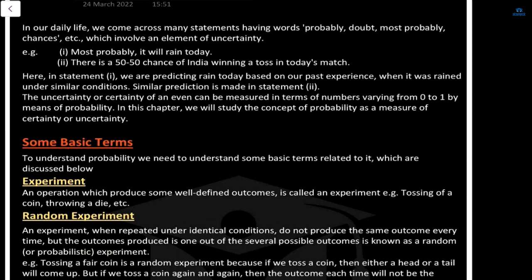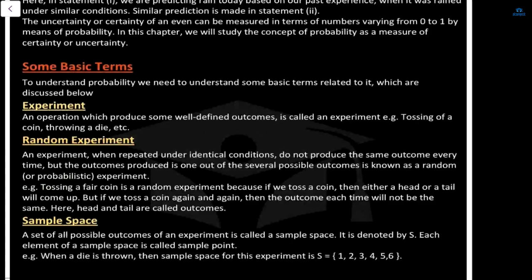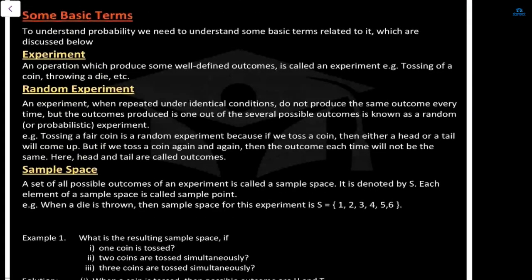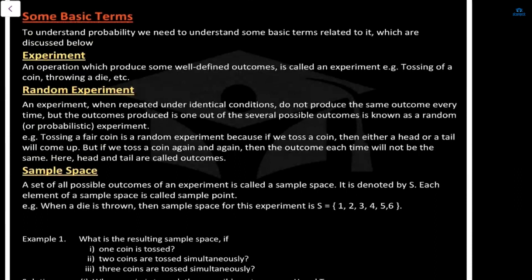Now, what is an event? What is an outcome? What is sample space? These are all terms you will see. So what are these terms? First of all, experiment. What is an experiment? An operation which produces some well-defined outcomes is called an experiment, like tossing a coin, throwing a dice, picking a card from a pack of cards, or taking out a red color ball from a bag. These are called experiments.